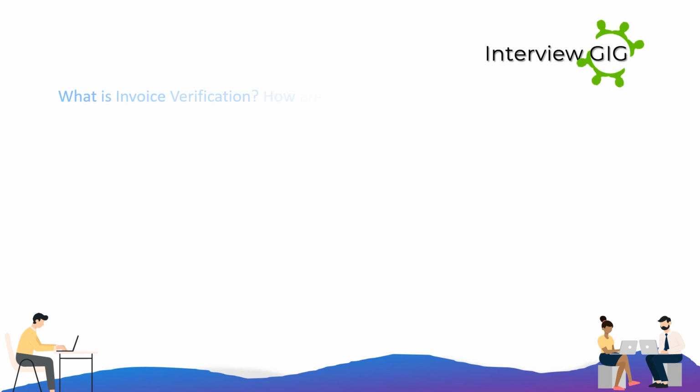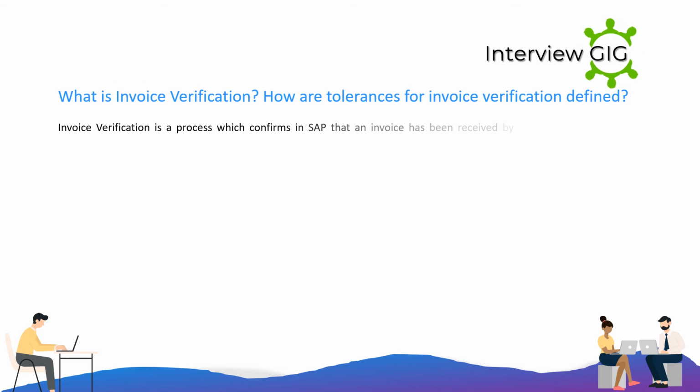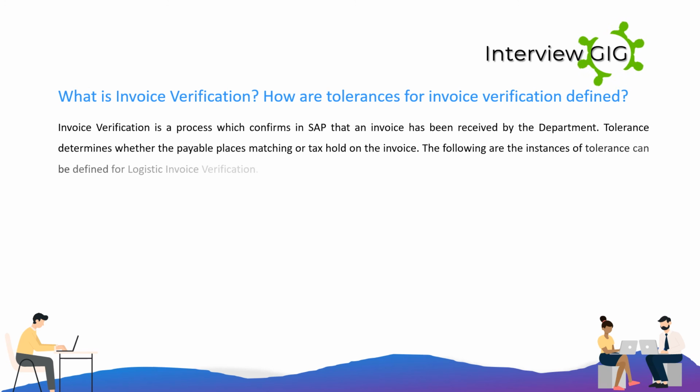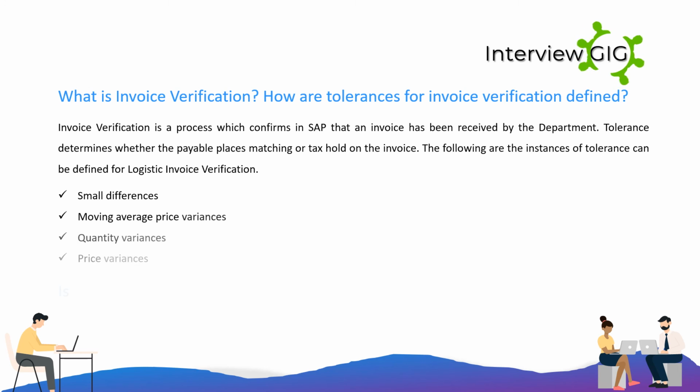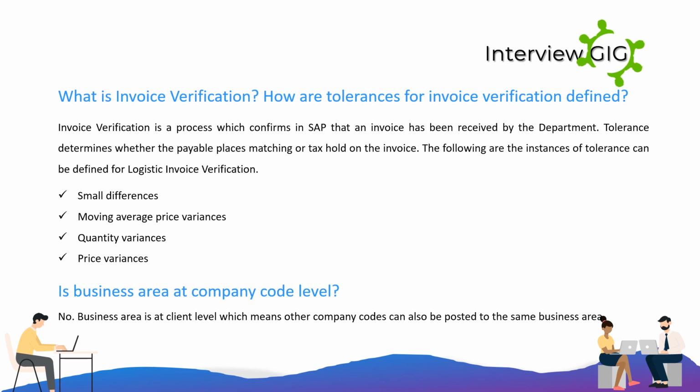What is invoice verification? How are tolerances for invoice verification defined? Invoice verification is a process which confirms in SAP that an invoice has been received by the department. Tolerance determines whether the payable is matching or the invoice is put on hold. The following are the instances of tolerance that can be defined for logistic invoice verification: small differences, moving average price variances, quantity variances, price variances.